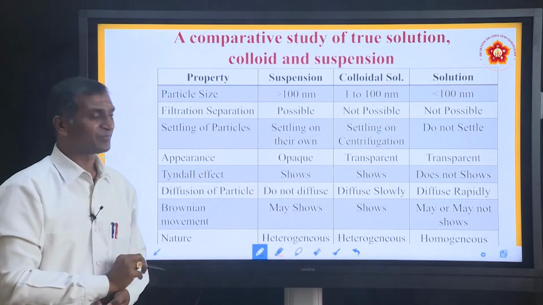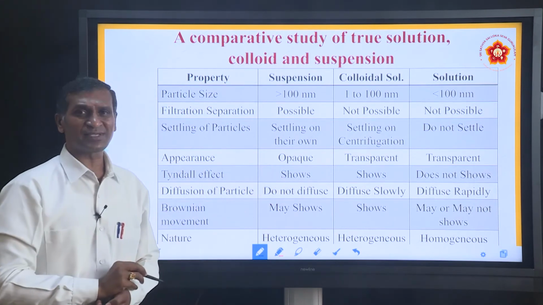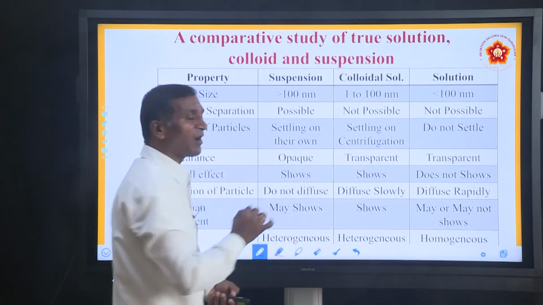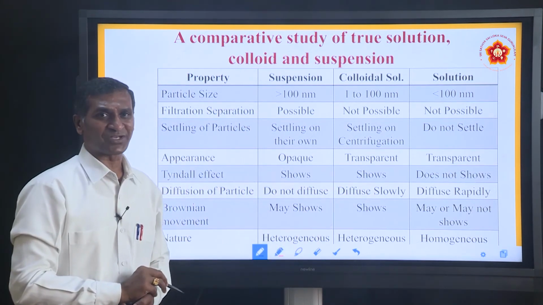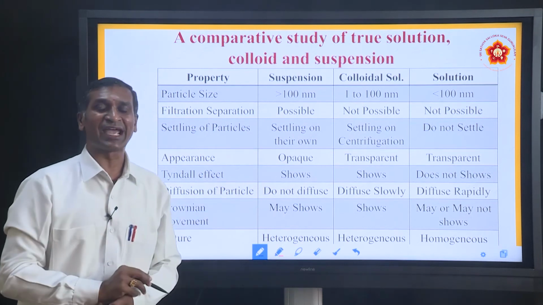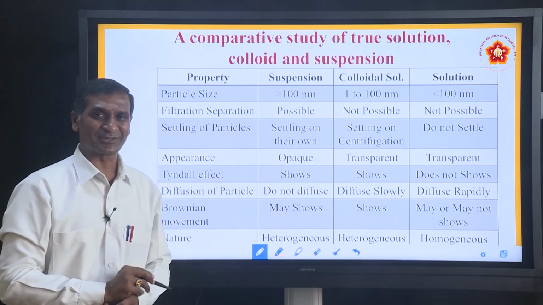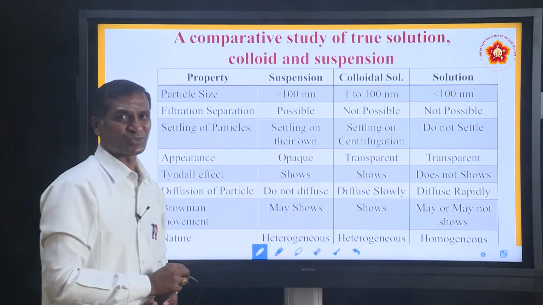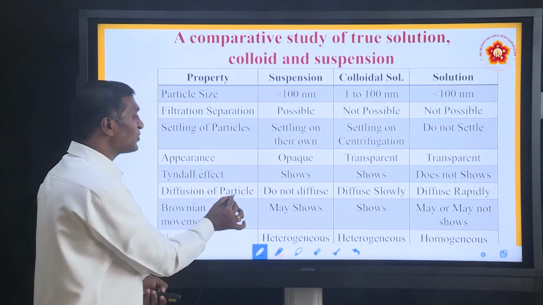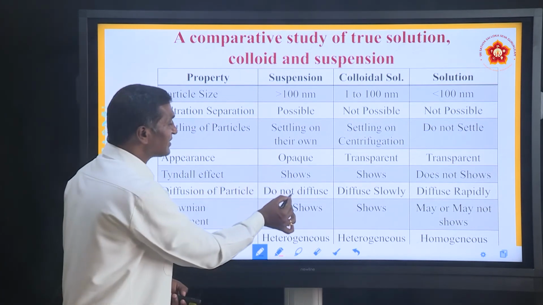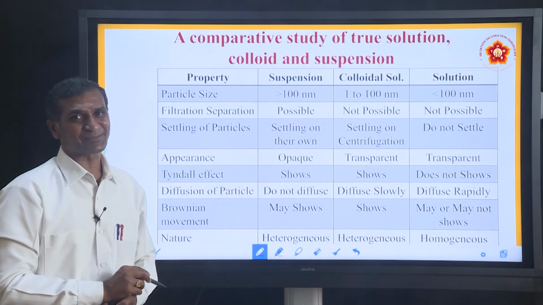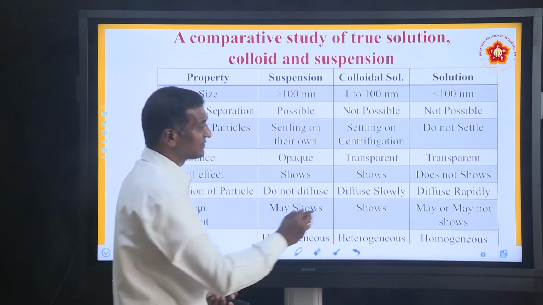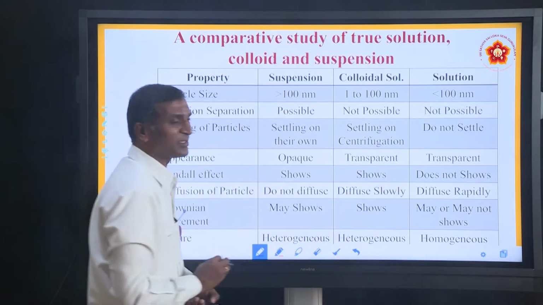Tyndall effect: a suspension shows it to some extent. The colloidal solution also shows the Tyndall effect. So, what is the Tyndall effect? Scattering of a beam of light is called the Tyndall effect, whereas a solution does not show the Tyndall effect. Diffusion of particles: the particles do not diffuse in suspension. They diffuse slowly in colloidal solution. The diffusion is very rapid in solution.